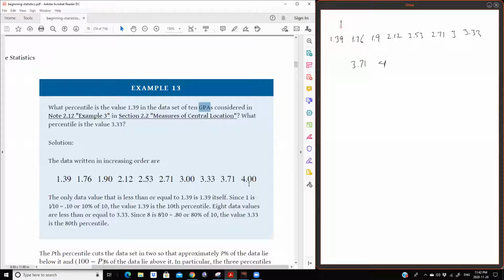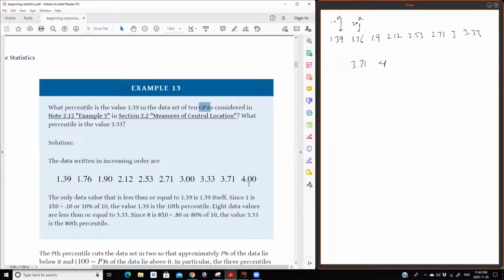What percentage of the data are less than or equal to this number? There are 10 numbers, and there is only one number that is less than or equal to this. So this would be the 10th percentile. How many numbers are less than or equal to 1.76? 2 numbers. That's 2 over 10. 2 over 10 is 20%. So this is the 20th percentile.